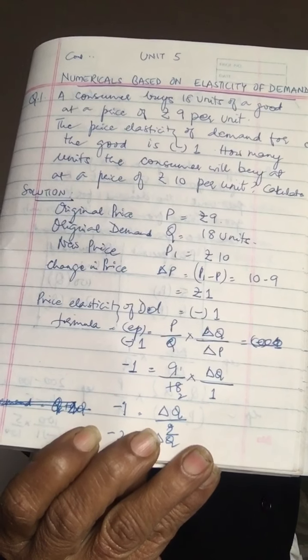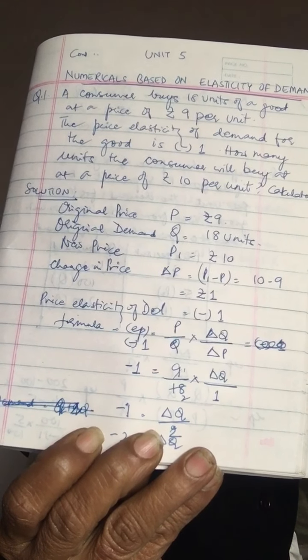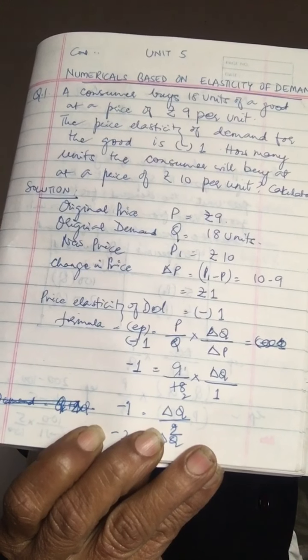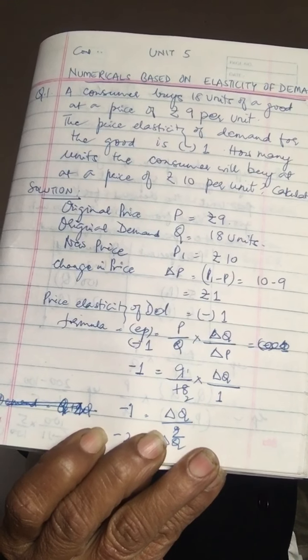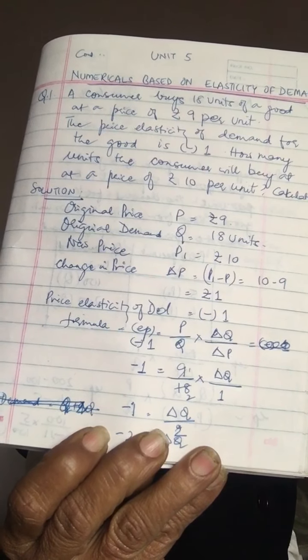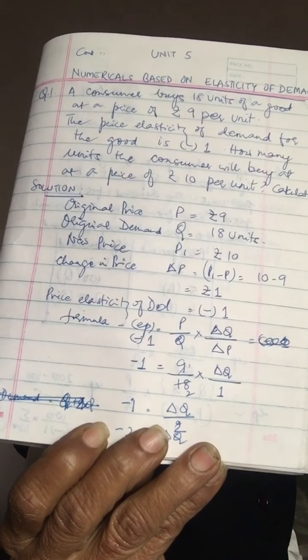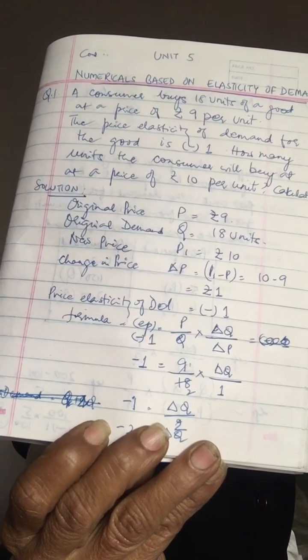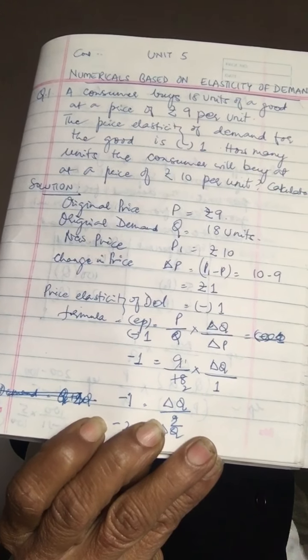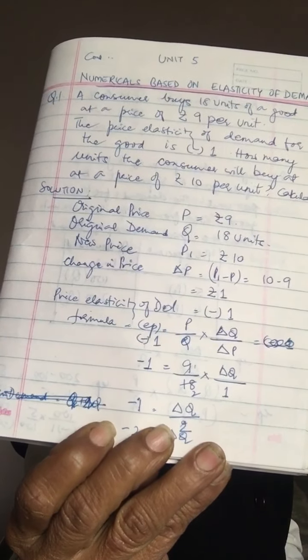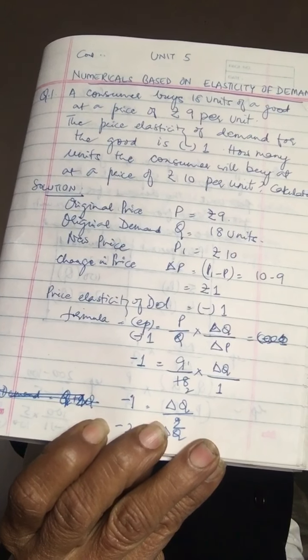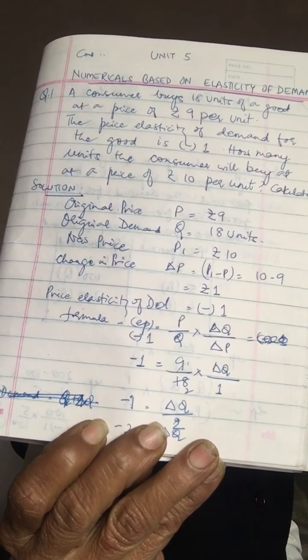For the solution, the original price per unit is 9. The original demand is 18 units. The new price P1 is rupees 10. So change in price is 10 minus 9, so you get how much? 1 rupee. The price elasticity of demand is given as -1.